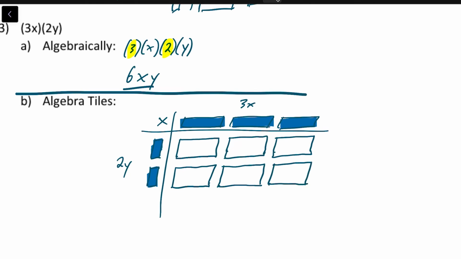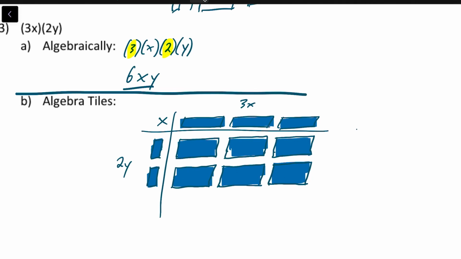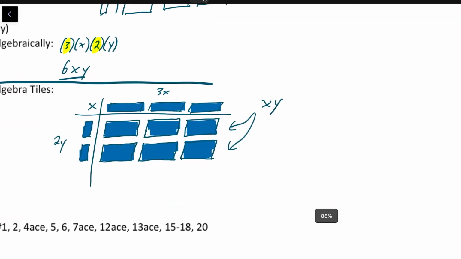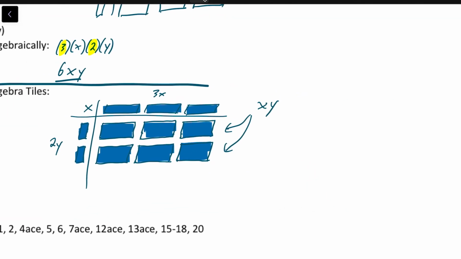Okay, and of course, because it's positive times positive, all of these will be positive. So what do I call a tile like this? It's not an X squared tile. It's not a Y squared tile. We call these tiles XY tiles, okay? These are all XY tiles because they are not squares, and so you can't call them either X squared or Y squared because they're not squares.